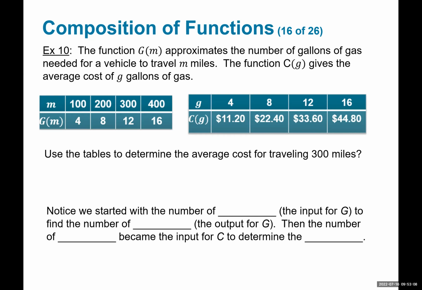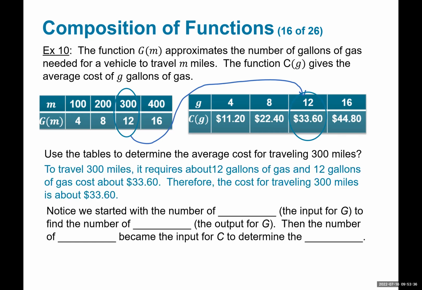Anyway, use the tables to determine the average cost of traveling 300 miles. So you're starting off with 300 miles. This table tells you that you need 12 gallons of gas to do that. Then you go with this table and you say, hey, taking that 12, how much does it cost? $33.60.